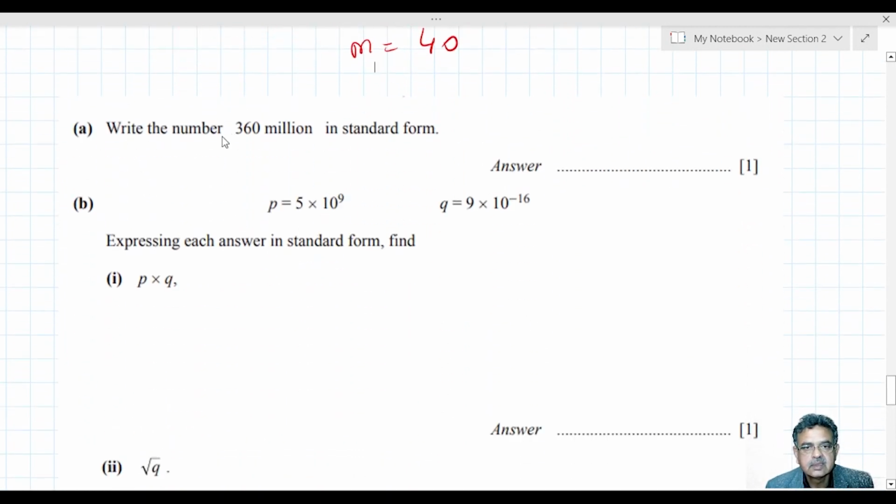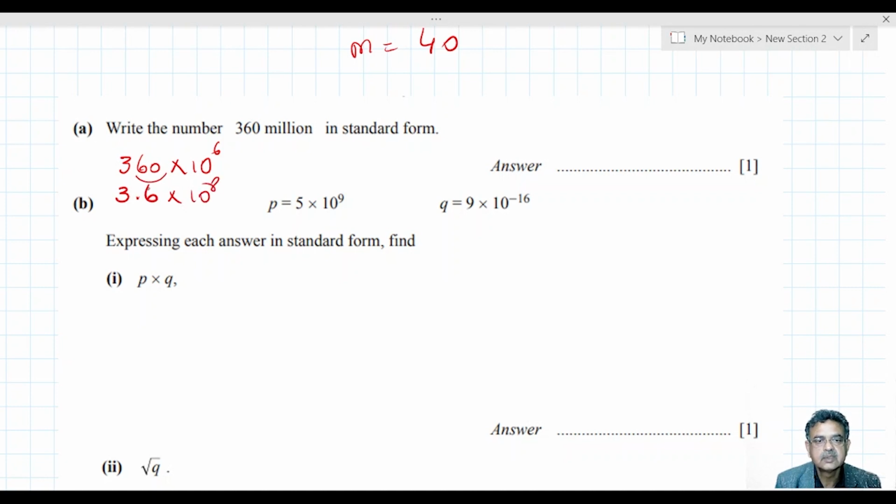Write down the number 360 million. 10 power 6 is million. So in standard form it is 3.6 into 10 to the power 8, as the decimal has moved 2 places to make the number smaller, so the power will be larger now. 3.6, 10 raised to the power 8.